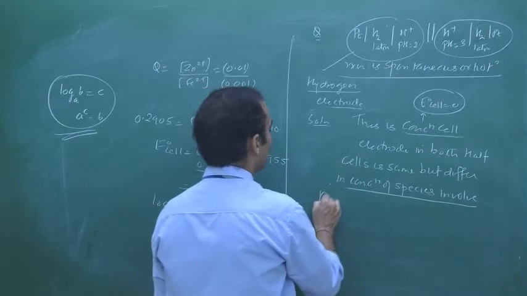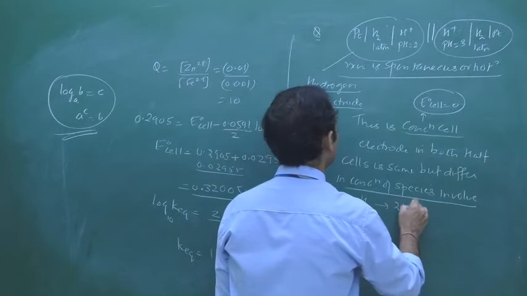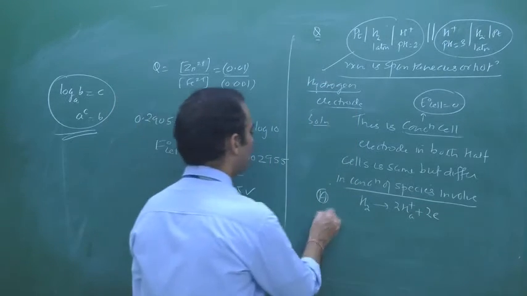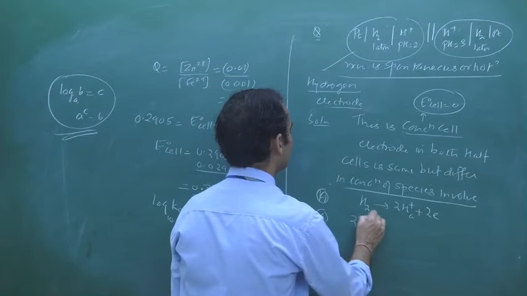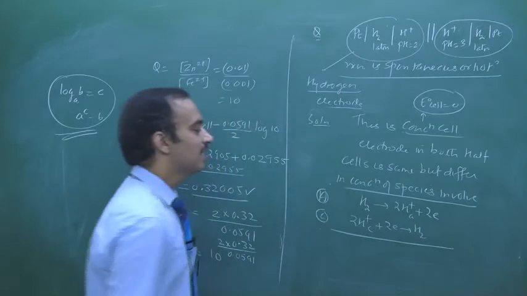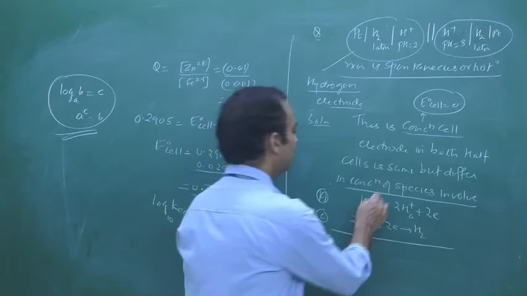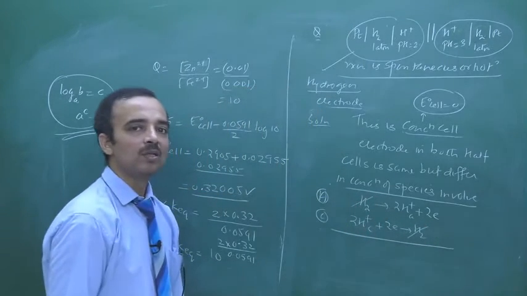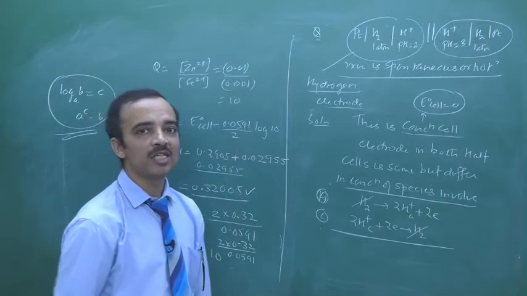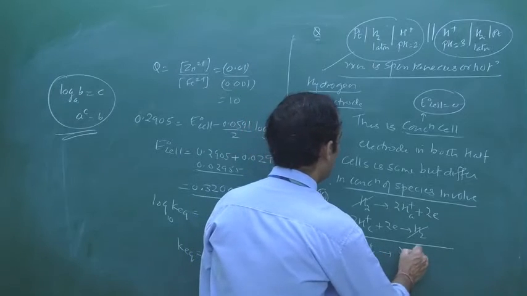Now, what is the equation of this? At anode, oxidation will take place. Is it clear? At cathode, reduction will take place. Let us add these two. Since the pressure of H2 is the same on both sides, we can cancel out H2. But we cannot cancel out H plus, because the concentration of H plus is not the same on both sides. So it is 2H plus in cathode, 2H plus in anode.